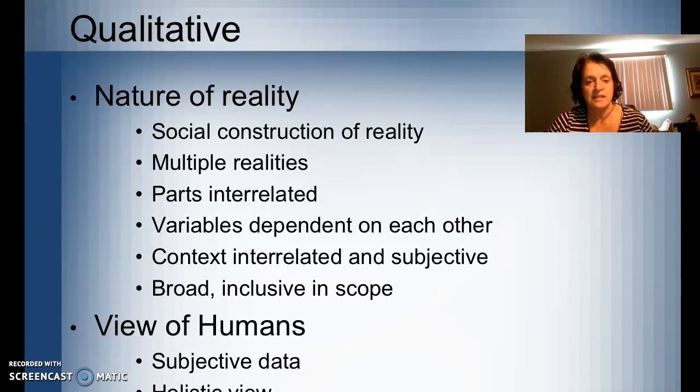Parts are interrelated. Variables depend on each other, but don't be confused by that word variable in the sense that we're not measuring mathematically. There's a lot of context involved as human beings in our conversations and interactions with each other. The context can't be really separated from the reality and subjective experience. Qualitative researchers are very much interested in the subjective data and the holistic view. That's probably cut off at the bottom of your slide there.